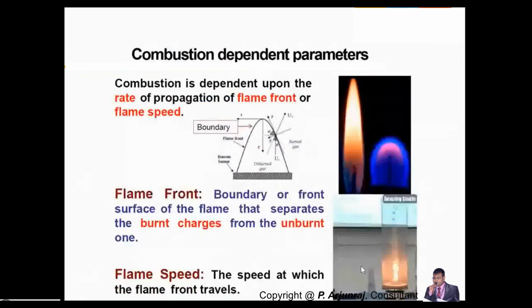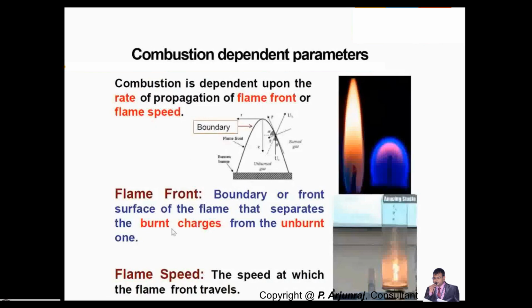The two parameters are going to depend upon the compression. Sorry, it's not that these parameters are going to depend on the compression; of course, the efficiency of the compression will also depend on these parameters. This is dependent mostly on two parameters. One parameter is the flame front, and the next one is the flame speed.